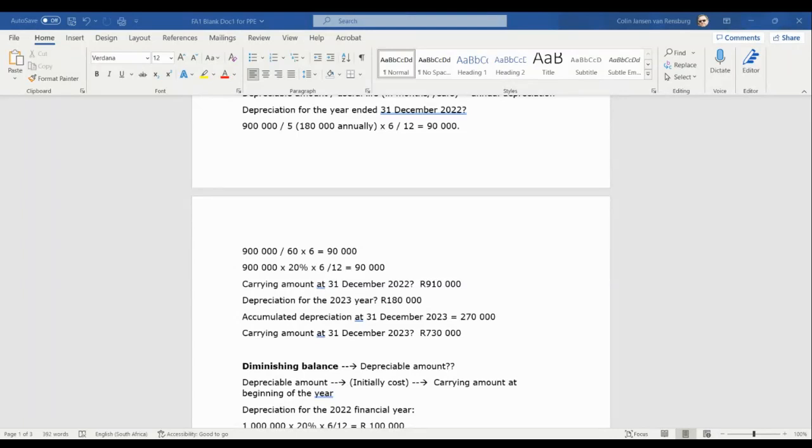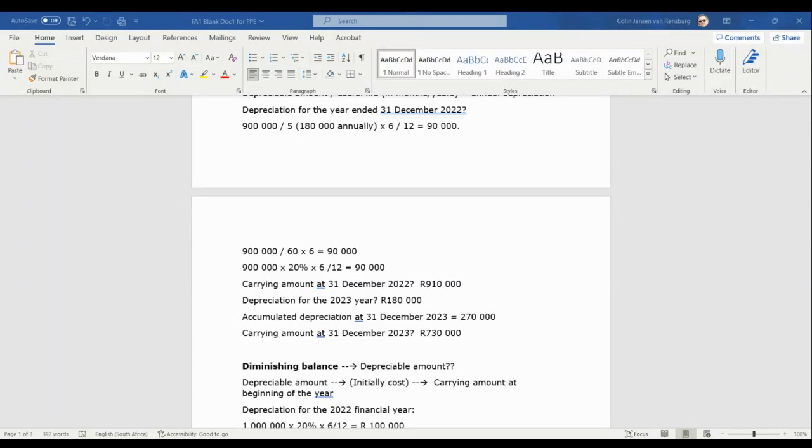We said we've got an opening carrying amount at the beginning of the year. And our depreciable amount is going to be the carrying amount at the beginning of the year in which we calculate the depreciation. And that you've just indicated there in the chat to me, that's what we've just said, is 900,000 rands. So in the second year, which is now 2023, we're going to use the 900,000 rands as our depreciable amount. We're going to apply the 20% depreciation rate to it.